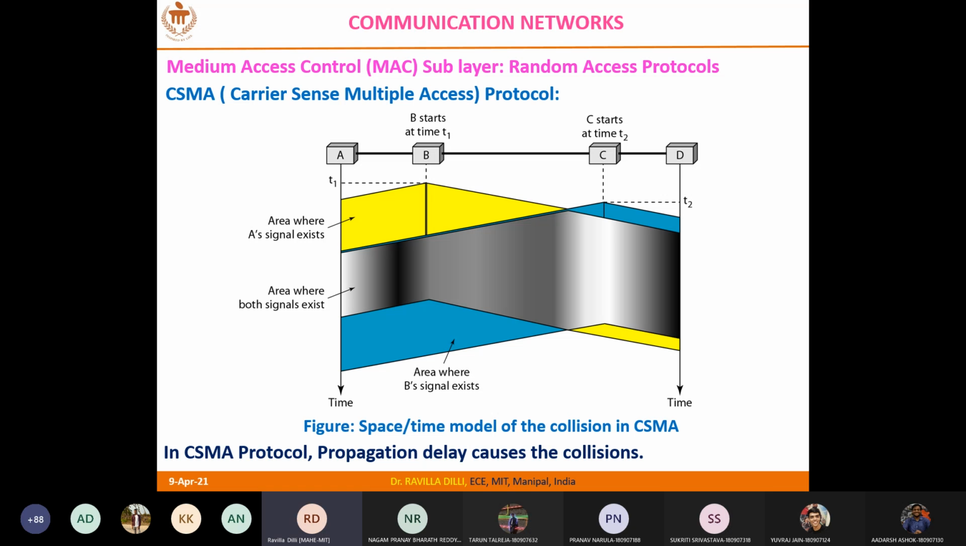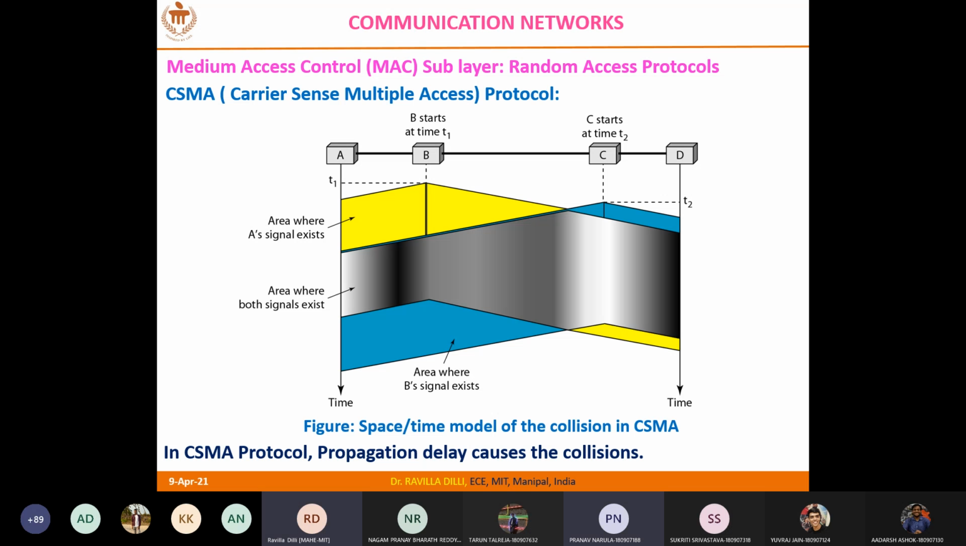So what is the worst situation here? What is the maximum propagation delay in this example? Sir, only B will be able to transmit to A. That's the only possible scenario. But when it transmits towards C, there will be a collision of frames.